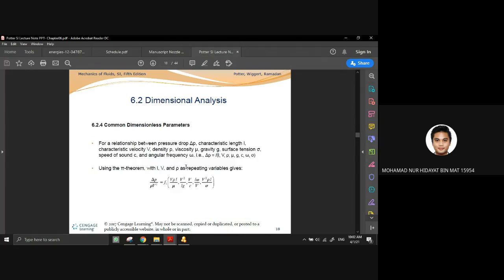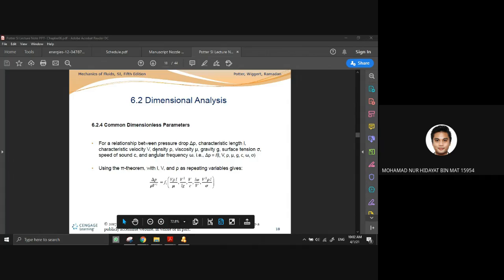Okay, so here is the similitude, how to guarantee your model is similar to your prototype. So we call it similitude. For example, if you want to study the drag force of your prototype, you can conduct it in your model system. Based on your model system, it can predict what the drag force is on your real thing, on your prototype.